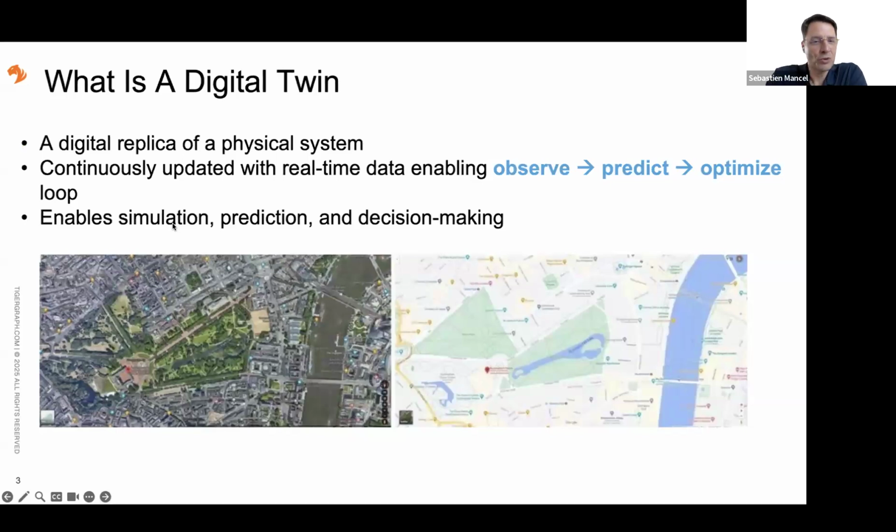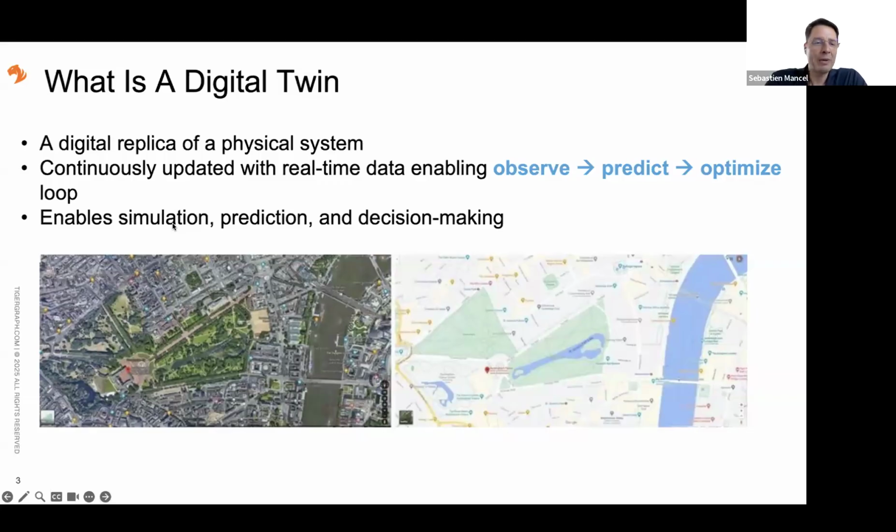What is a digital twin? A digital twin is a real-time digital replica of a physical system. It can represent anything: a supply chain, a manufacturing line, an IT network, or even an entire transportation system. What makes digital twins powerful is their ability to stay continuously synchronized with live data. So this enables a dynamic cycle of observe, predict, and optimize. With this feedback loop, you can simulate scenarios, forecast outcomes, and proactively fine-tune operations before problems arise.